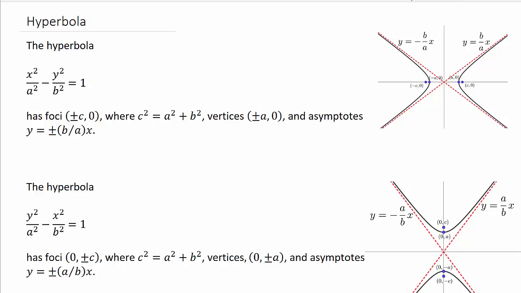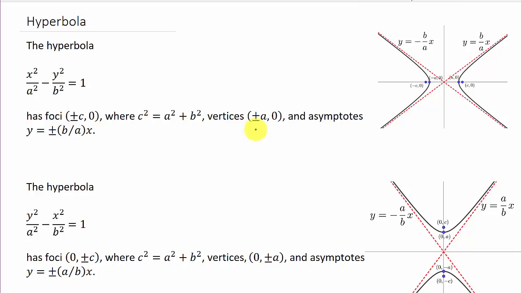Alright, so to find the equation of a hyperbola, we've got all this stuff here. Let's just get started on the first part of it. A hyperbola is going to be in this form: x squared over a squared minus y squared over b squared equals 1. The foci are at plus or minus c, where c squared is equal to a squared plus b squared.